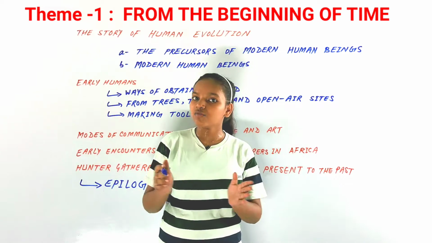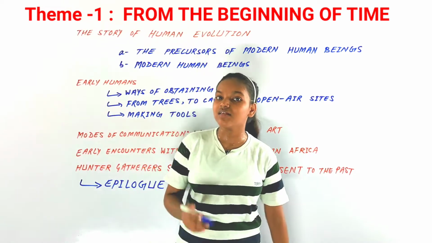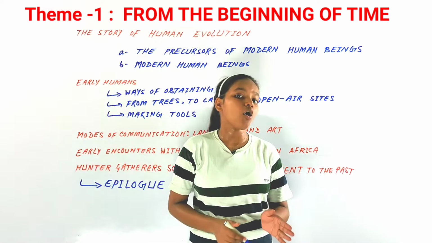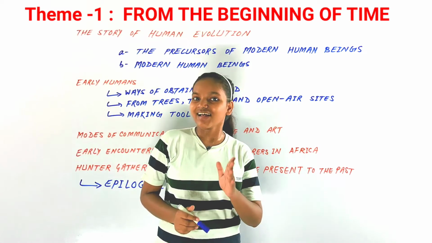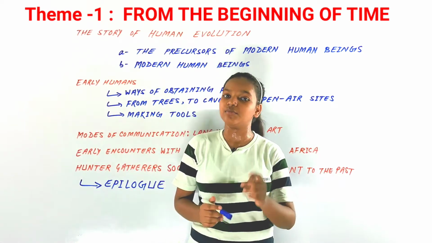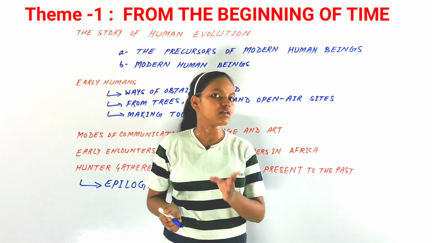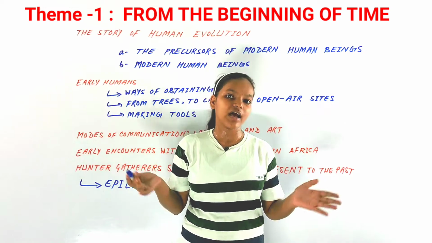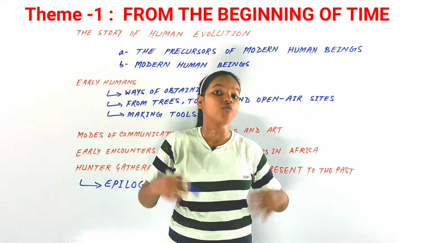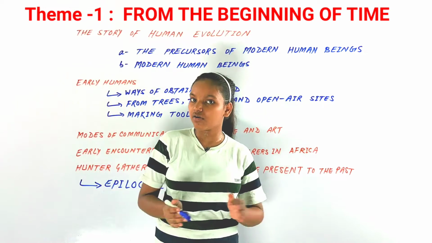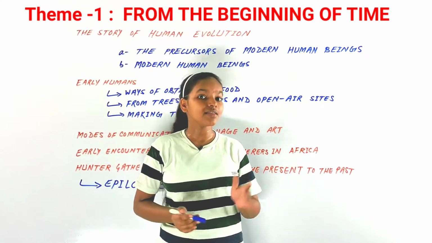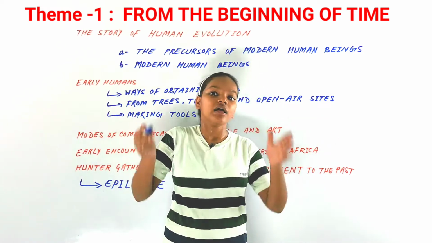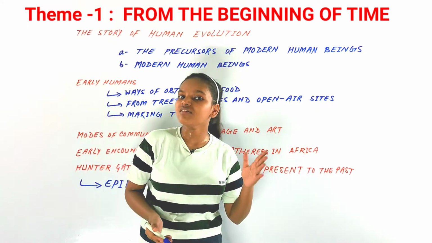So in this video I'm going to talk about the first theme, that is From the Beginning of Time. In this class 11th we have sections and after that themes, not just chapters. Instead of chapters there are themes, as the book itself says, Themes in World History. Now from the beginning of time, what was there? How did humans appear on the earth? And even when they appeared on the earth, what were they like? It's not like they just appeared on the earth as we are today. There must be some differences as well.